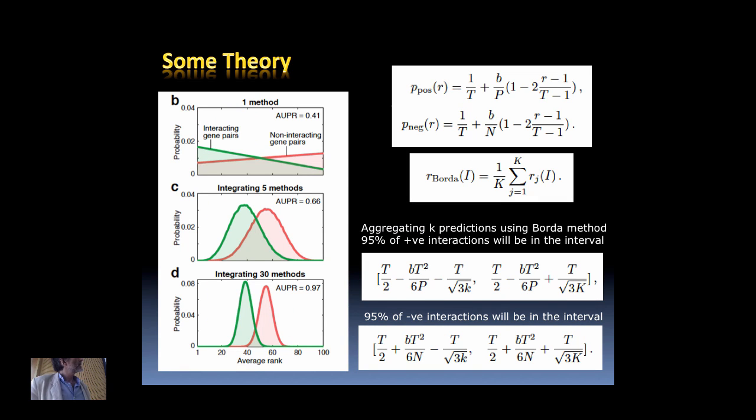So in this case, you can write the distribution of the probability of positives having a rank R, and the probability of negatives. We use the Borda aggregation, which is the average of the ranks for each item, and each item is independent, so you can estimate the 95% interval of positive and negative interactions. You can see this is the average, and as k, the number of things that I aggregate, increases, the variance decreases as 1 over the square root of k. This is for these distributions.